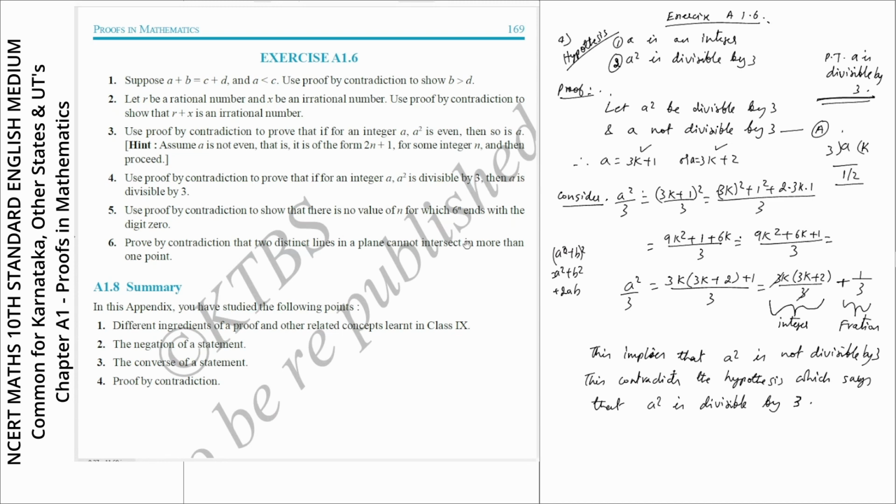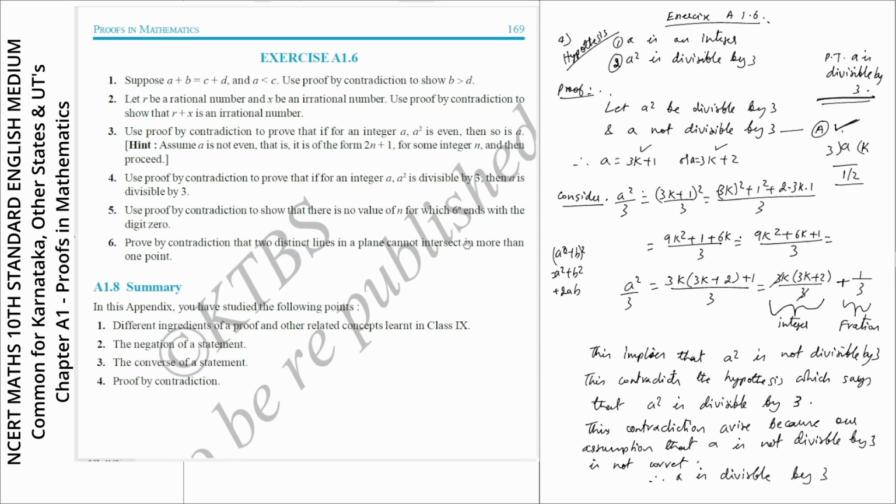It came because we assumed that a is not divisible by 3. So in the proof, check this a: we assume that a is not divisible by 3. That's why this contradiction is coming here. So this contradiction arises because our assumption that a is not divisible by 3 is not correct. Therefore a must be divisible by 3, and that completes the proof.